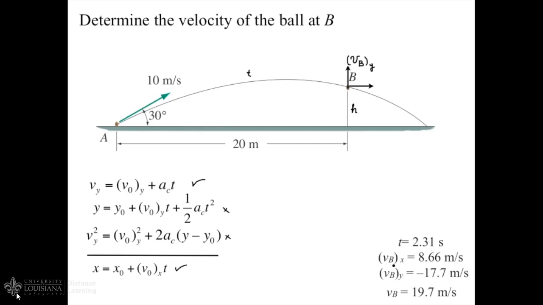Finally, we can get v of bx by simply taking 10 and multiplying it by the cosine of 30 degrees, because after all, motion in this direction is maintained, and so therefore this component of velocity is simply equal to 8.66 meters per second. So, extending the accuracy of these two numbers and using Pythagorean's theorem, you can get the resultant velocity at B, and it's 19.7 meters per second. And of course, that velocity will be tangent to the path at B.